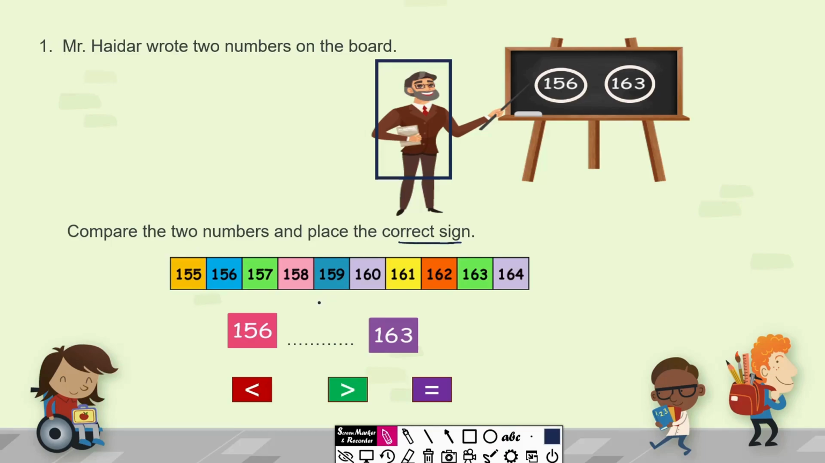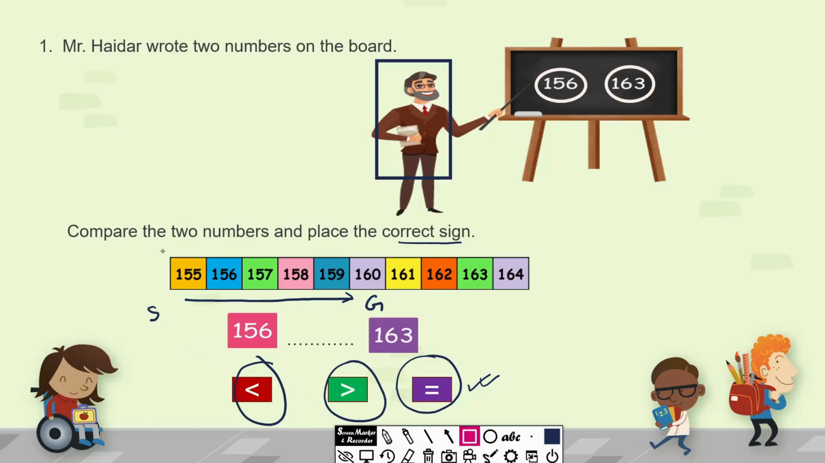Okay, what signs we need to choose from? Less than, greater than and equal to. We need to choose from these three signs. Correct? Okay. We have learnt in previous class that when we move from left to right in a number line, we are moving from smaller number to the greater number. Right? That's why the smallest number in this number block is number 155 and the greatest number is number 164.